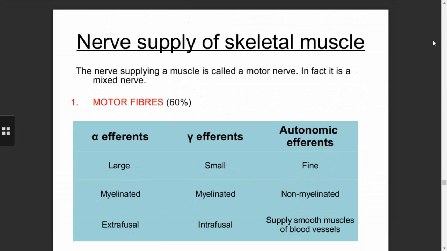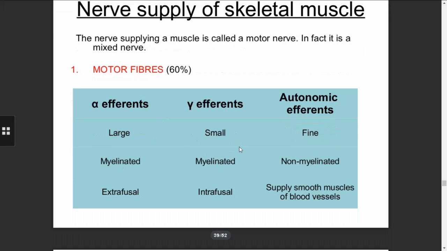Nerve supply of skeletal muscles. There is one motor, and the second one is the sensory innervation. Motor innervation: 60% of innervation to the skeletal muscle is by motor fibers. There are three types of motor fibers: first is the alpha efferents, gamma efferents, and autonomic efferents.